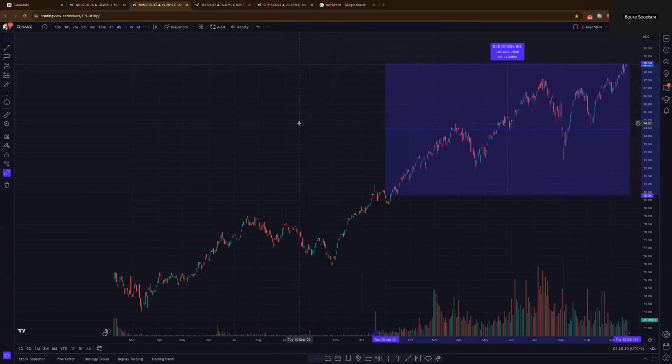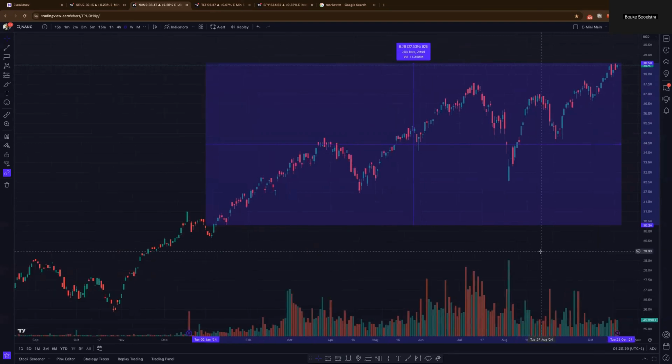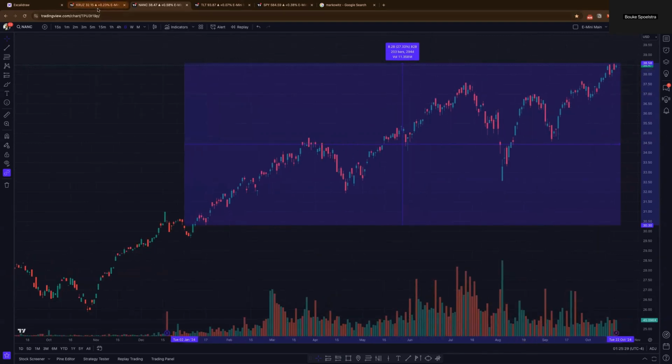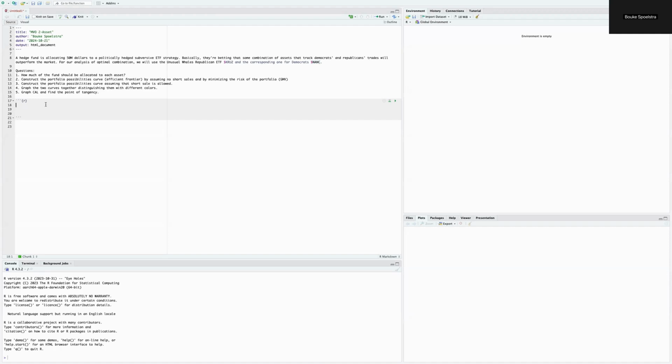here is the Democrat ETF, Nance. Over the last year, it's risen 27%, looking pretty good. Cruise, we got 17%, not bad. So if we want to test how much we should invest in each, we're going to just long shares. And the first thing we're going to need to do is install and load the necessary packages. So for this, we really only need quantmod.